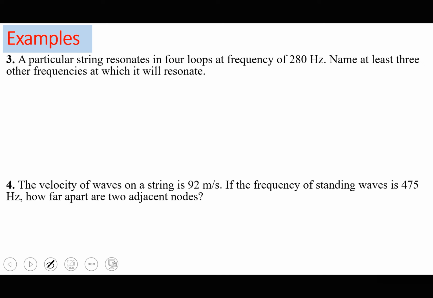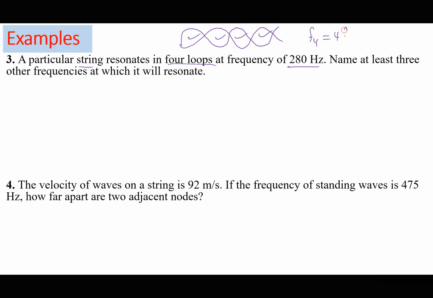A particular string resonates in 4 loops. So I will sketch these loops: 1, 2, 3, 4. There are 4 loops at a frequency of 280 Hertz. So these are 4 loops and it is a string. So this is going to be F4 equals 4 times F0. And they say the frequency here is 280, so F4 equals 280 Hertz.